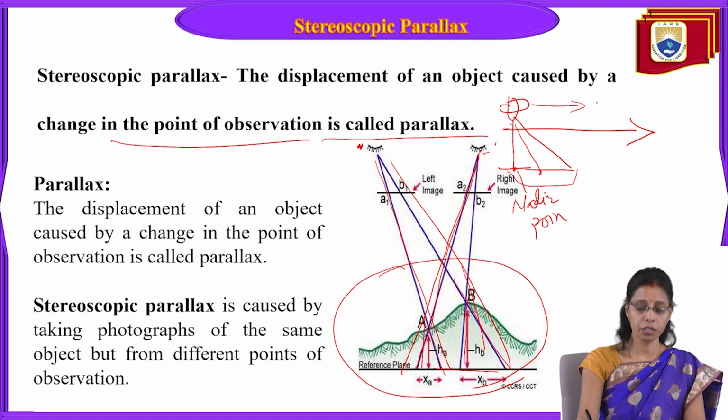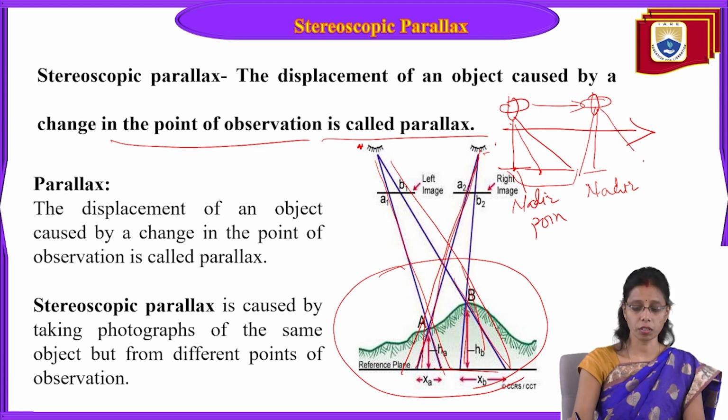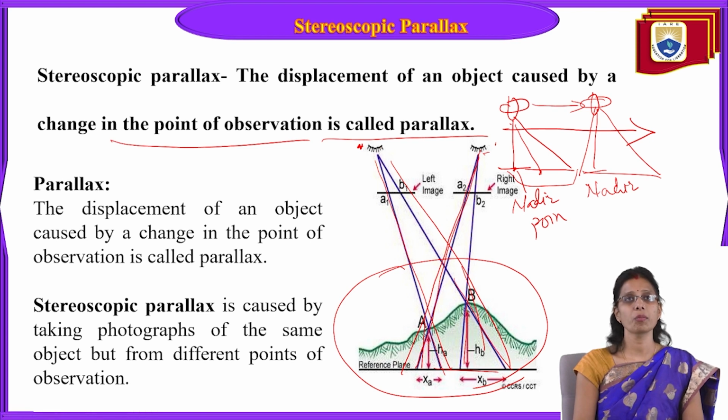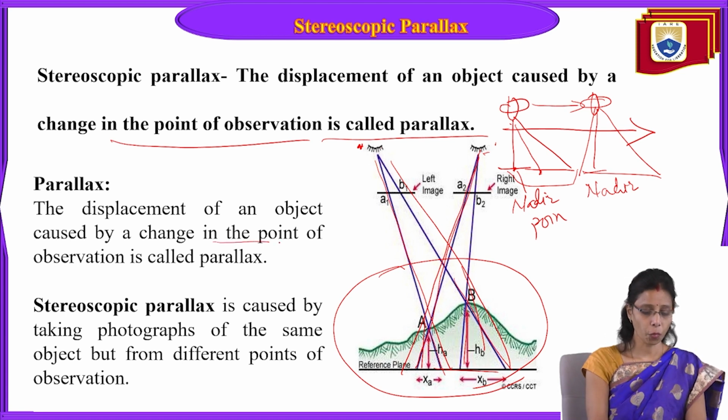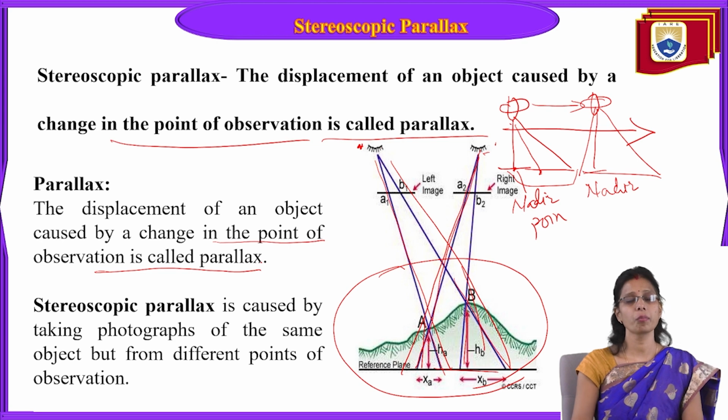Again, when the flight moves, suppose your flight position is somewhat here. So it is capturing the information. Now the nadir point will change. Now the nadir point is here and it captures the information from here to here. So when the point of observation changes, only then are we able to see the displacement. The displacement of an object caused by a change in point of observation is called parallax. So it's like the displacement of the object with the change in the position of the point of observation.